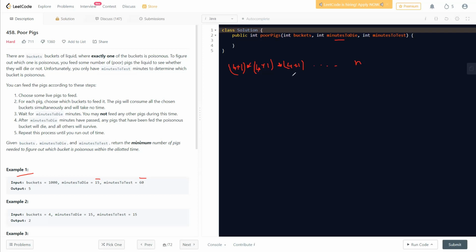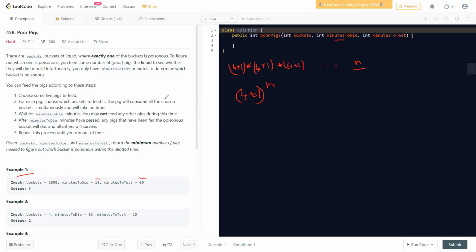So this formula is 4 plus 1, remember how we got 4 plus 1? It's (4 plus 1) to the power n, where n is the number of pigs. This is the result we can check. That means if we had 5 buckets, then in 4 trials, 1 pig could clear 5 buckets. But with 25 buckets and 4 trials, 2 pigs can clear out 25 buckets. So that's the idea, right?